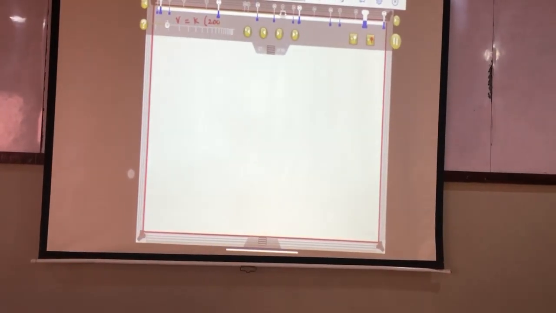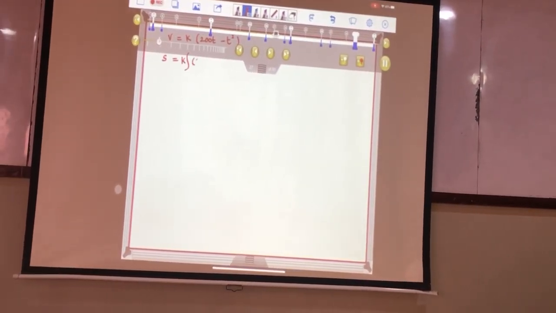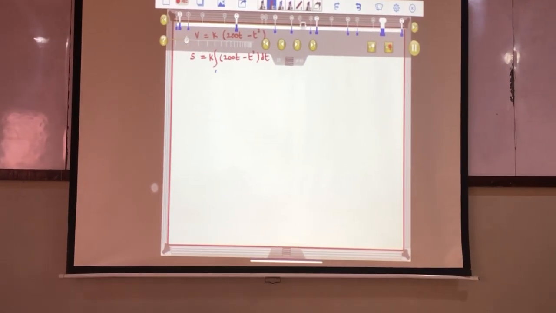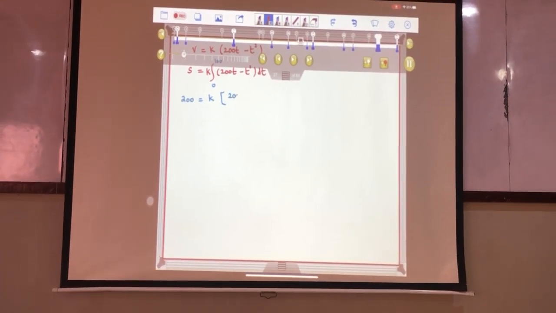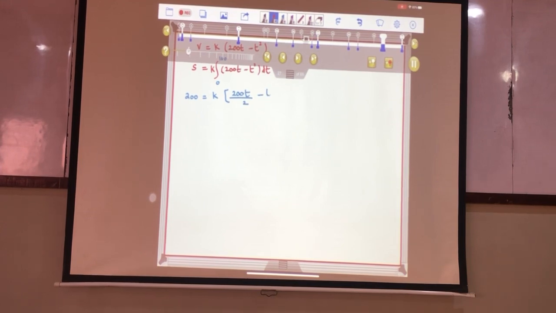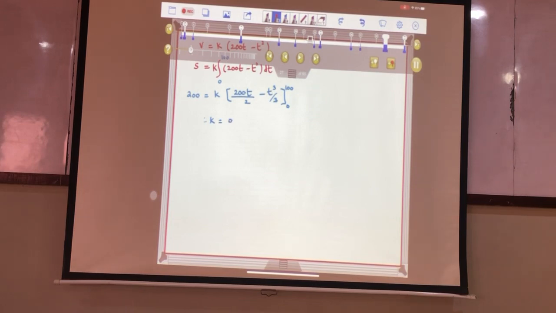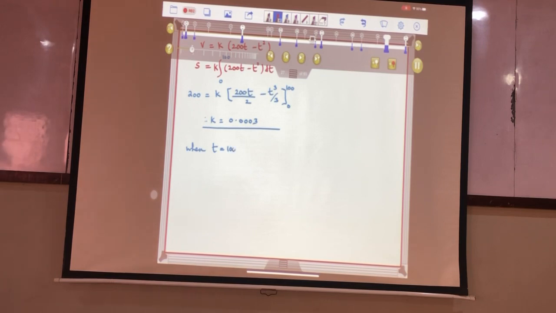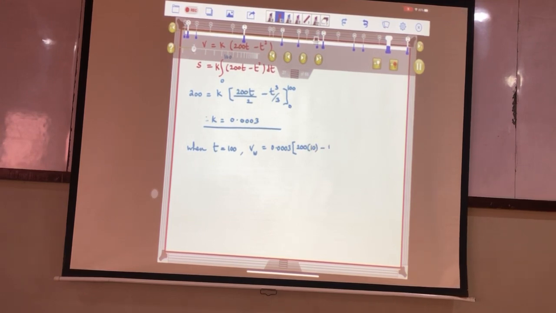Velocity is this expression. We know that the displacement, the distance between the points 0 and 100, is 200 meters. So if I integrate the velocity expression and plug in the limits 0 till 100 and equate it to 200, I'll find the value of K.